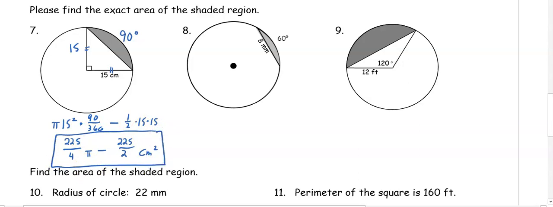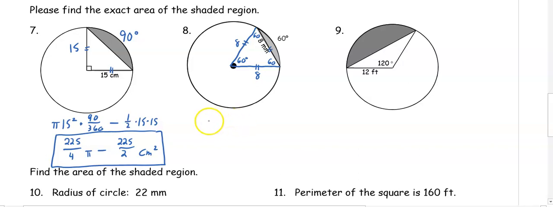Now 8's a little more challenging because it's a 60-degree angle. So we need to draw in our radii, and because this is a 60-degree angle, we know that this is an equilateral triangle, because the radii have to be congruent, and so all of our angles are going to be 60 degrees. So all of the sides of the triangle are 8. So we would do the area of our sector minus the area of an equilateral triangle.